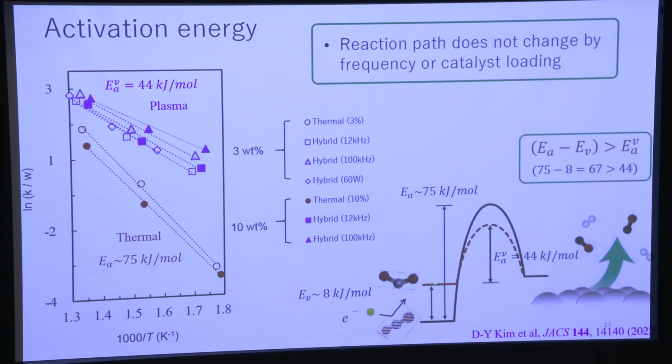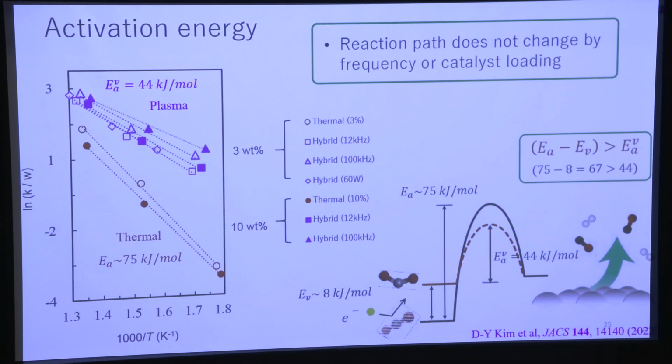If they do this excitation, what they found is that 75 minus 8 equals 67, so the activation energy should be 67. However, the measured activation energy is 44. That means that not only does the vibrational excitation contribute to the reduction of the energy barrier, but there are also new reaction pathways created that further reduce the energy barrier to 44.